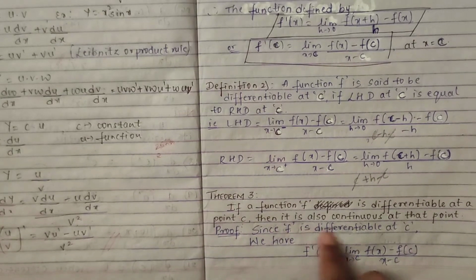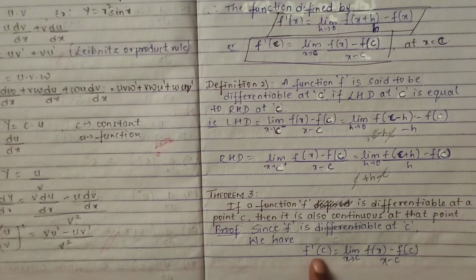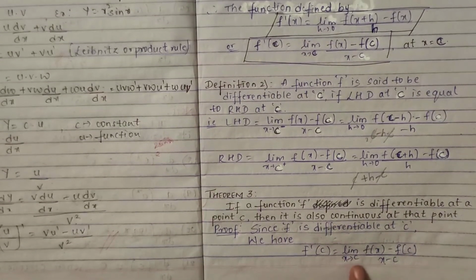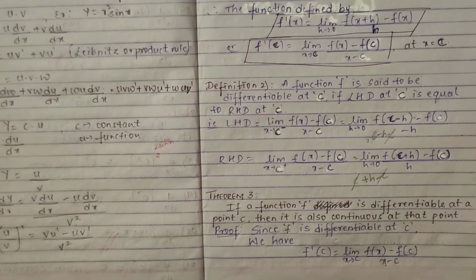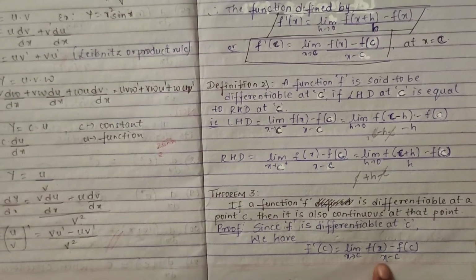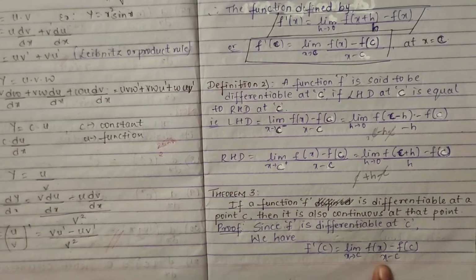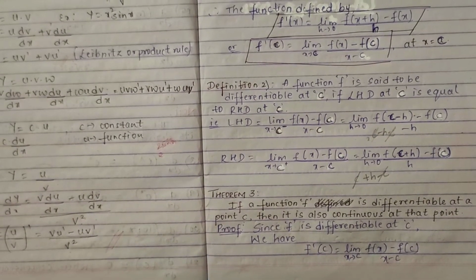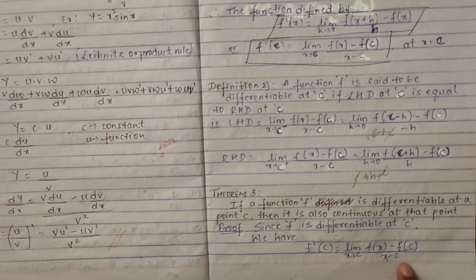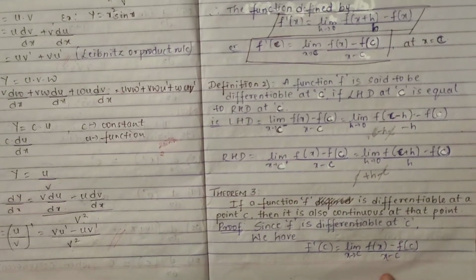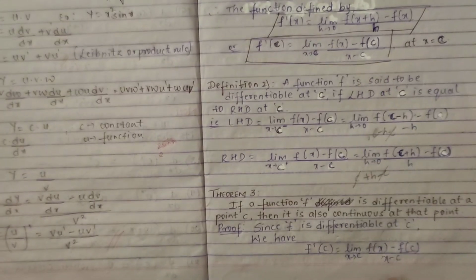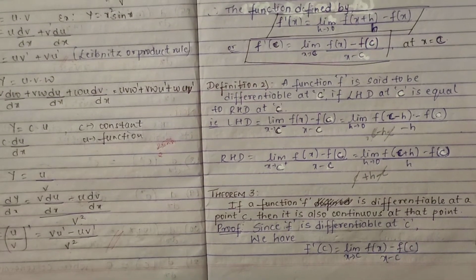So, we know that since f is differentiable at c, f dash of c means the limit of f of x minus f of c divided by x minus c as x tends to c. What is given we have written, but here x should not be equal to c. Why? Because if x is equal to c, then x minus c gets cancelled to 0, and anything divided by 0 is not defined. So, we should have the condition that x is not equal to c.